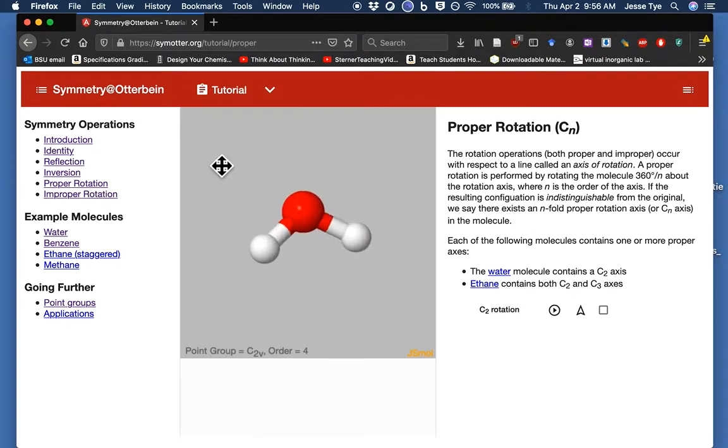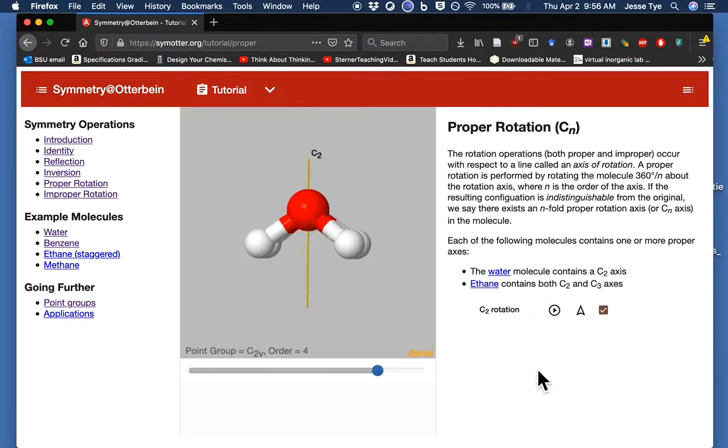So we have water here, and the water has a symmetry element, which is, I click the little check mark here, so it has this line that goes through the oxygen. So the line is the symmetry element. This is a C2 rotational axis. So the little line here is the element. And then if I click play here, that is the operation. Okay, they're similar, they're related to one another, but definitely they're different things.